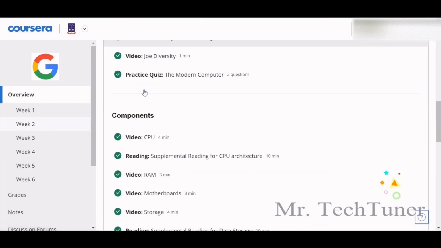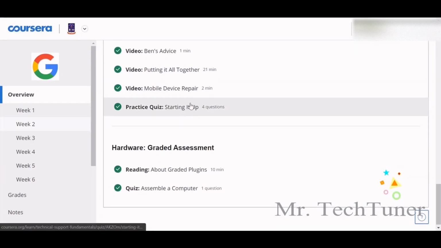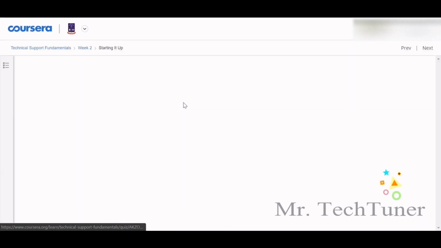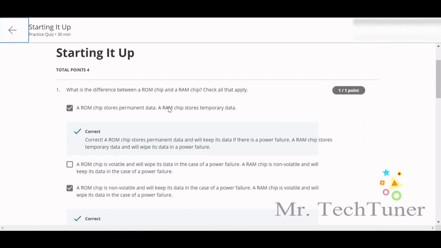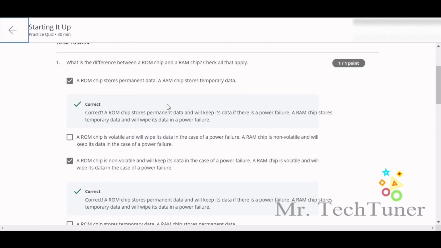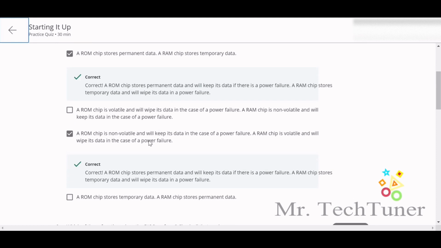So we are heading to our final assessment, basically. There are also some questions about starting up. What is the difference between a ROM chip and a RAM chip? Basically, a ROM chip stores permanent data, whereas a RAM chip stores temporary data. A ROM chip is non-volatile and will keep the data in case of a power failure, but a RAM chip is volatile and will wipe its data in case of a power failure.